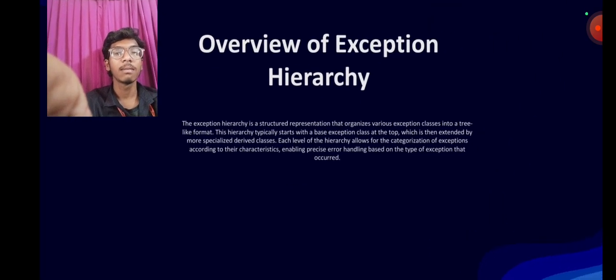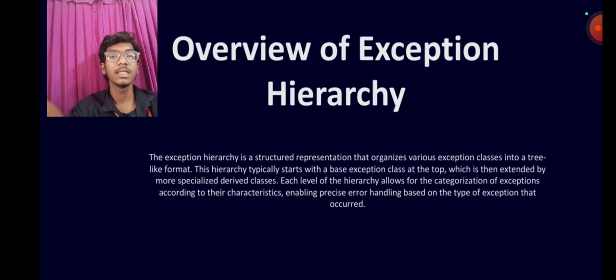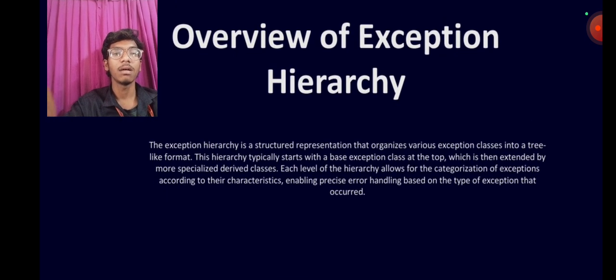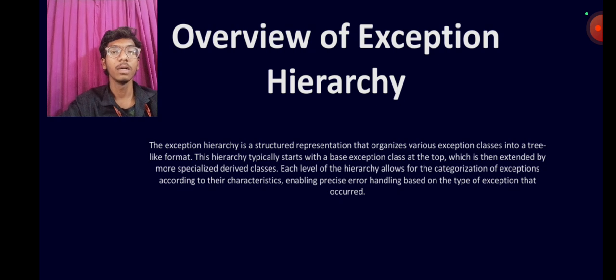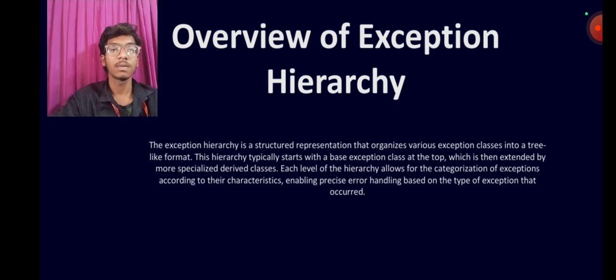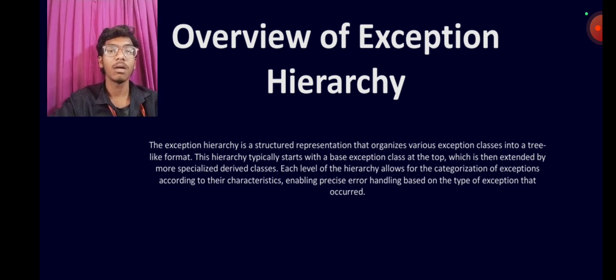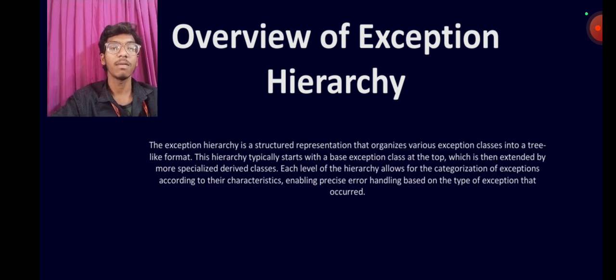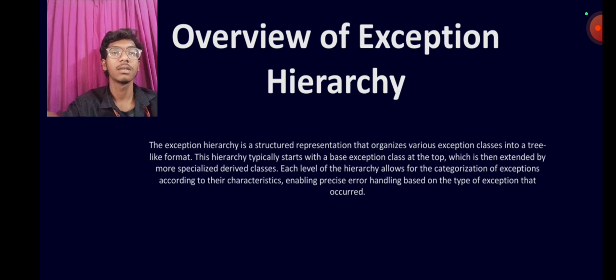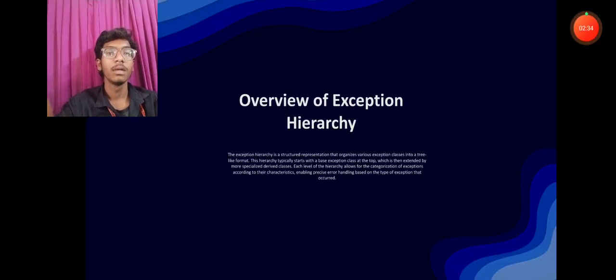Next, overview of exception hierarchy. Here we can see that the exception hierarchy is a structured representation that organizes various exception classes into a tree-like format. This hierarchy typically starts with a base exception class at the top, which is then extended by more specialized derived classes. Each level of the hierarchy allows for the categorization of exceptions according to their characteristics, enabling precise error handling based on the type of exception that occurred. Next, hierarchy.